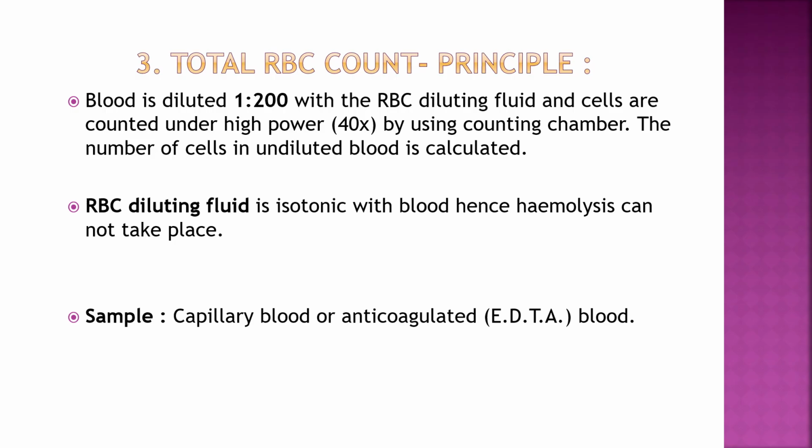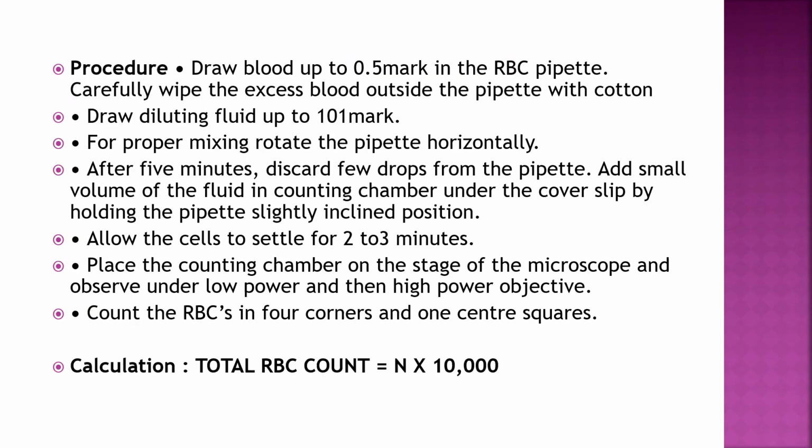The principle is that blood is diluted 1 to 200, that is 1 part blood and 200 parts RBC diluting fluid. When it is diluted 1 to 200, the cells are counted under high power by using Neubauer's chamber. The RBC diluting fluid is isotonic with blood, so hemolysis of the RBCs does not take place, and the sample is capillary blood or EDTA blood.